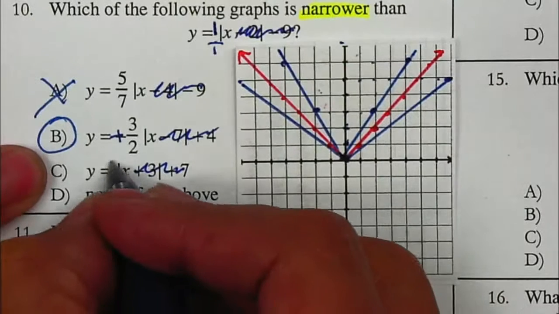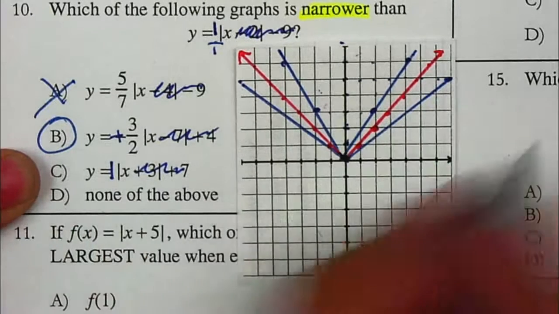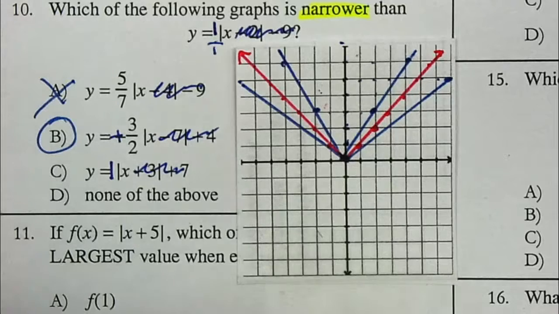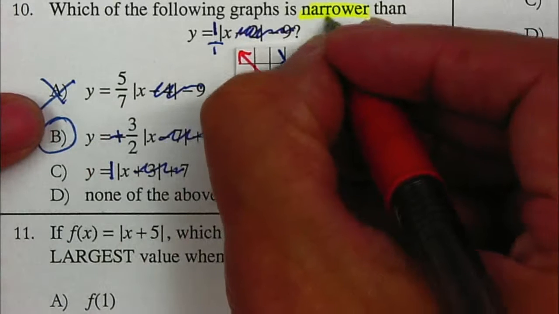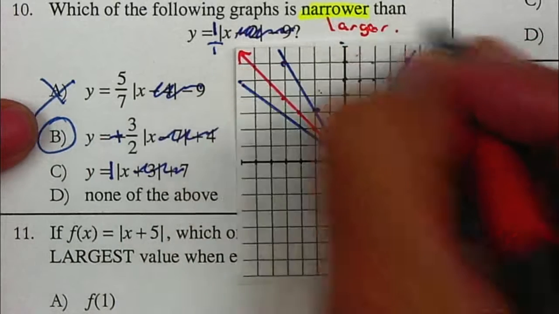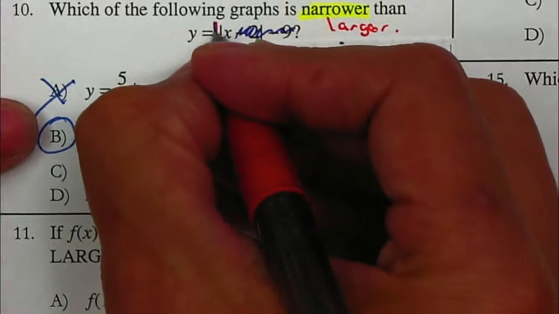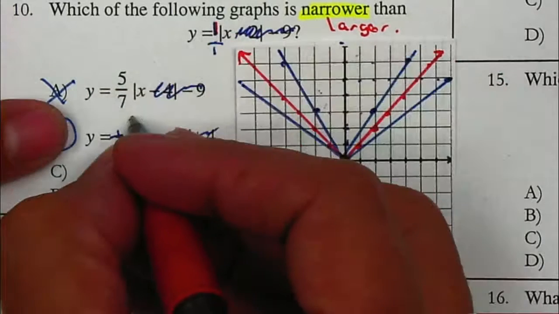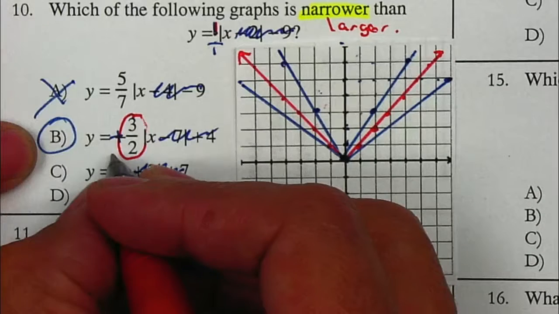Now for letter C, the slope is 1 over 1, so it will be exactly the same. Now, one of the things that you also want to memorize is that whenever it's narrower, then the absolute value of A will be larger. So in this case, it's 1. A number bigger than 1 would be 3 halves, because that's 1.5. So therefore, your answer is B.